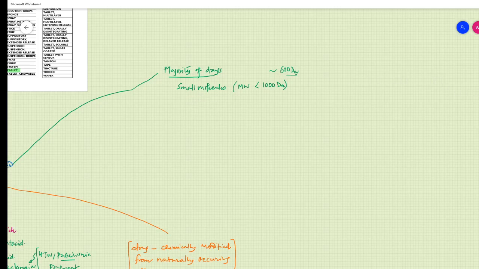Which brings us to the definition of biologicals. Biologicals are large molecules. When we say large molecules, we mean they have a molecular weight greater than 1000 daltons. Because of this reason, most of them are administered parenterally. The small molecule drugs are mostly given orally, commonly administered per oral.